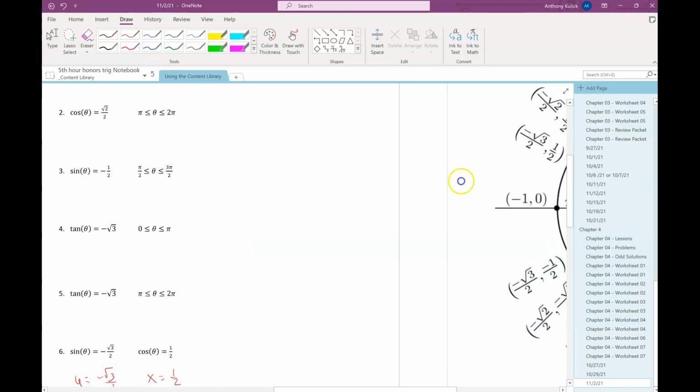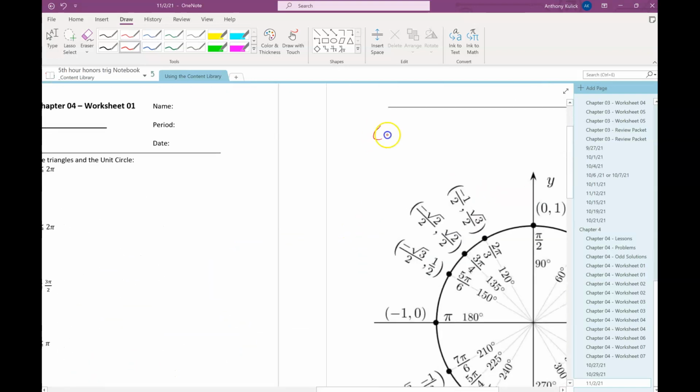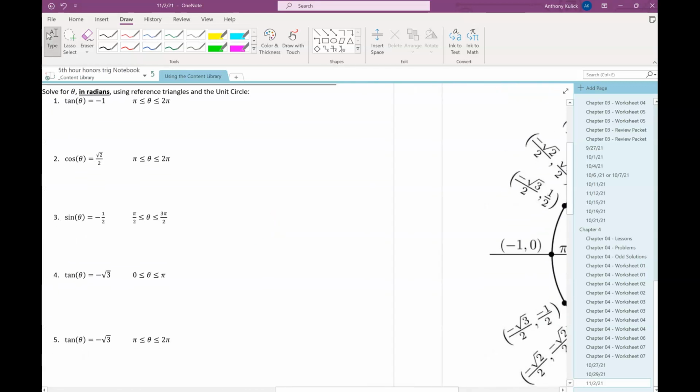So the unit circle is cosine theta comma sine theta. So cosines are your x's and sines are your y's. So on number 3, you'd be looking for the y coordinate being negative 1/2 in that range of values from pi over 2 to 3 pi over 2. Does that feel okay?